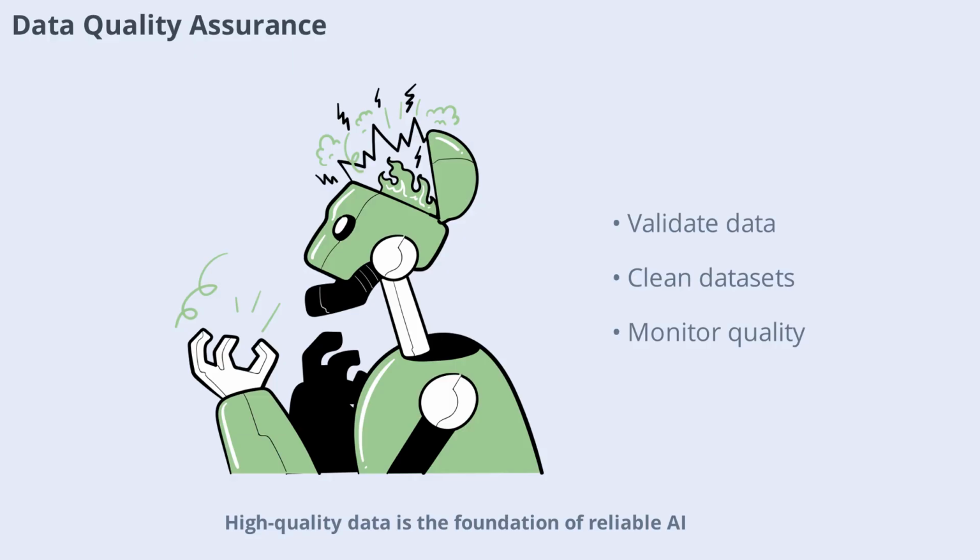High-quality data is the foundation of reliable AI. Data quality assurance involves validating, cleaning, and monitoring data throughout the MLOps pipeline. Good data practices reduce errors and improve model performance.